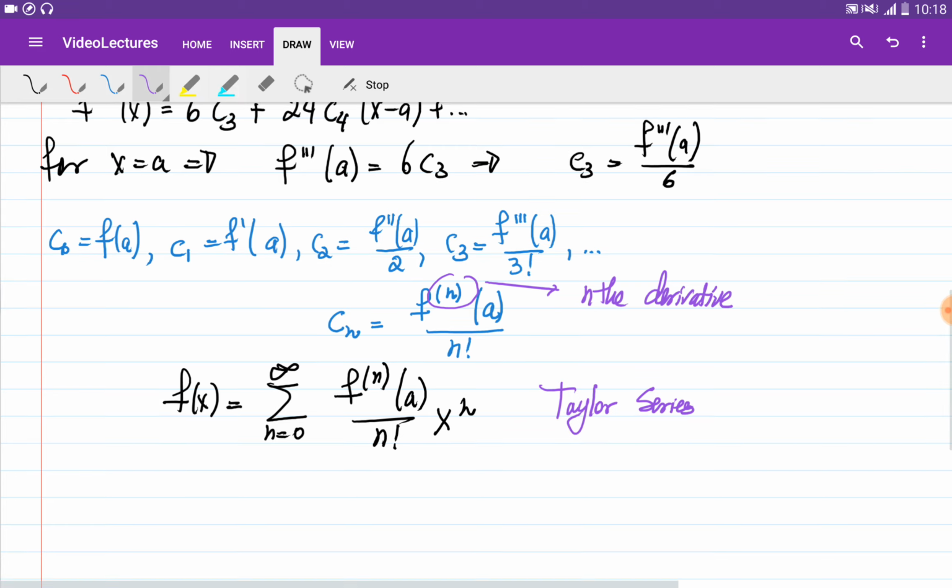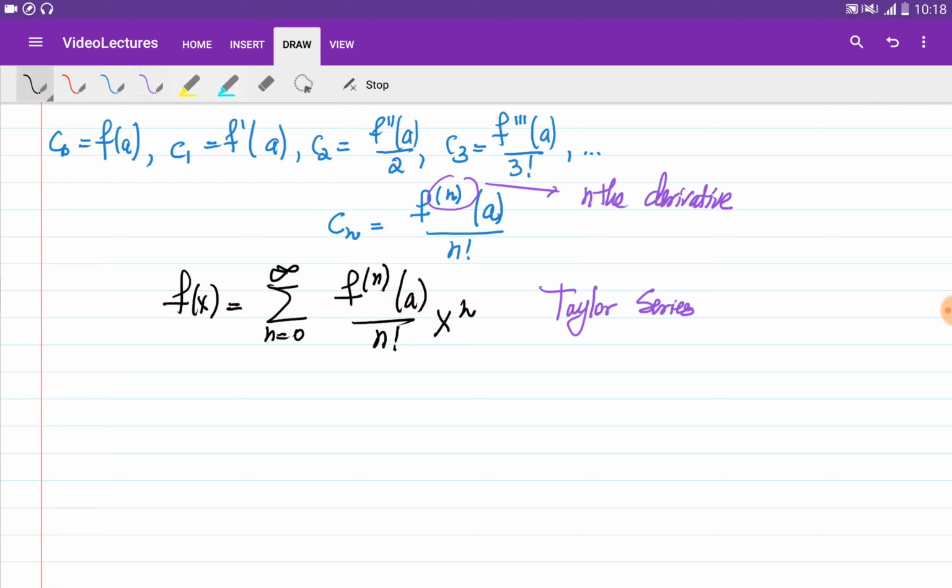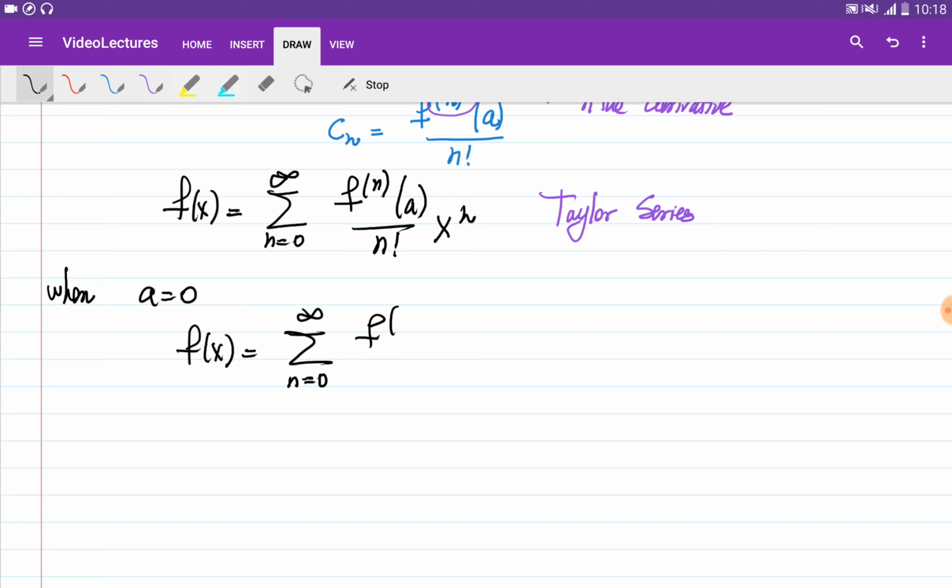The special case of the Taylor series is when we center the power series around 0, so when a is equal to 0. We can write down the function in the form of the infinite sum from 0 to infinity of f^(n) of 0 divided by n factorial, times x to the power of n, and this series is called the Maclaurin series.